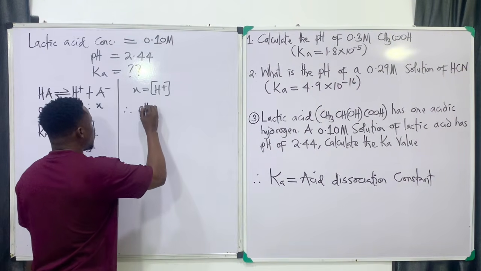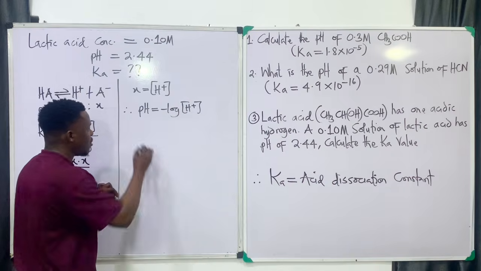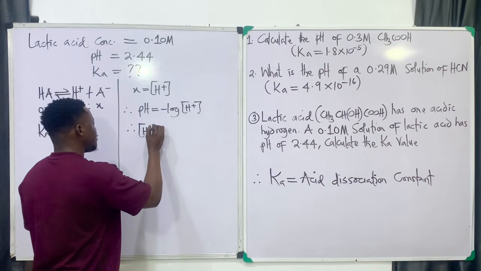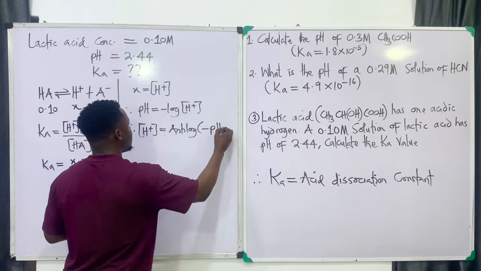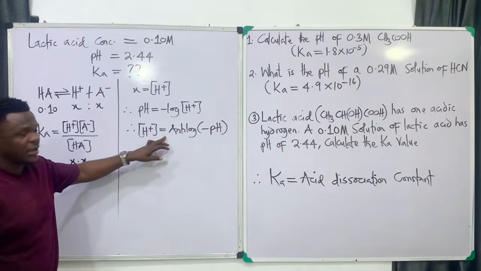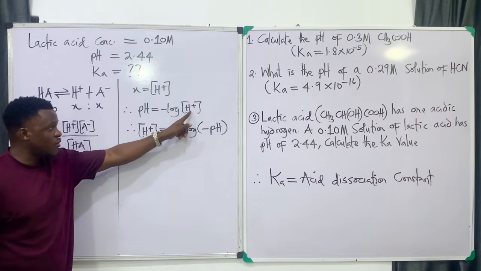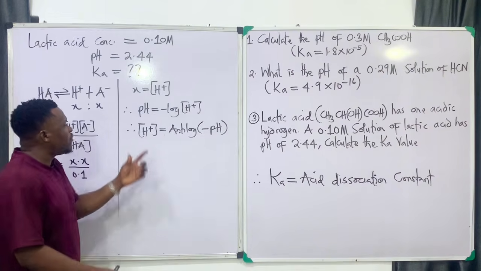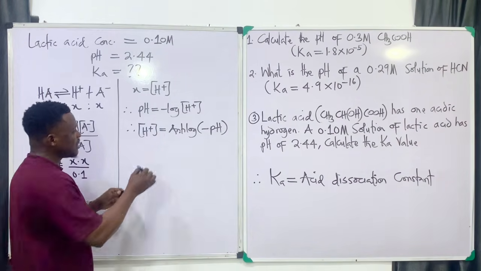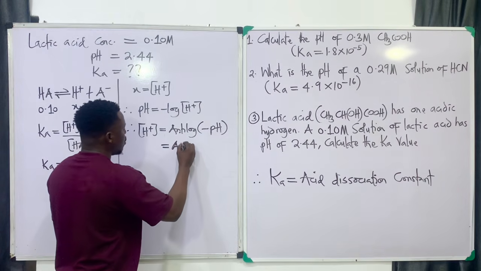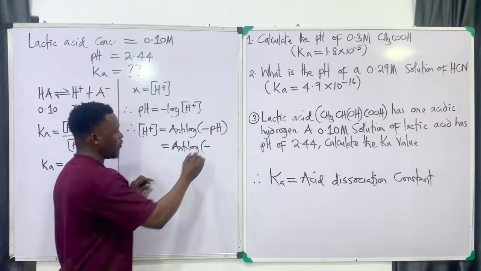Now, from pH equals negative log of H plus, I can say H plus will be anti-log of minus pH. Please take note of this formula. If you know H plus, you can solve for pH by simply using negative log of H plus. However, if you know pH, you can actually solve for the H plus, so it's more like vice versa. Okay, so this becomes equal to anti-log of minus, what is the pH in this question? 2.44.